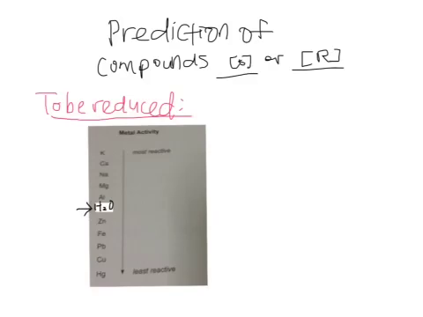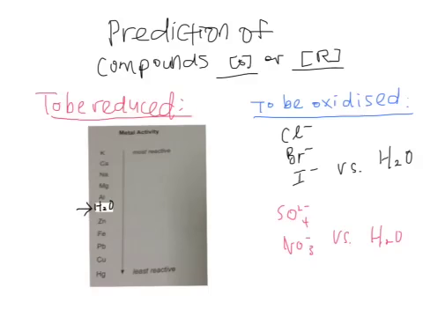For the opposite reaction, the one to be oxidized, there are also different preferences. Now, if you have chloride ion, bromide ion, and iodide ion versus water, these ions are the ones that will be oxidized instead of water. But if you have another combination, for example, nitrate and sulfate versus water, then water will be the one to be oxidized instead.